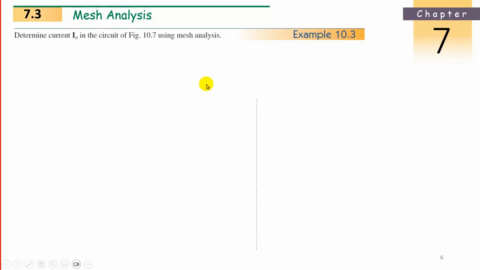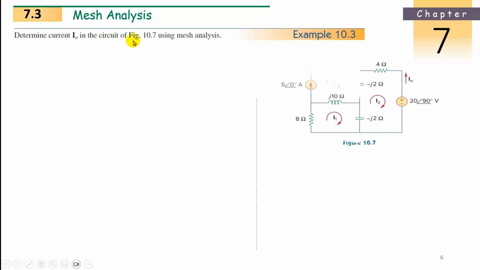Then we will go for the result, then convert back into the sinusoid. Okay, determine the current I0 in the circuit using mesh analysis. So this is a circuit and it has 3 loops, already given, and you can check. This is I1, this is I2, and I3. Now what are the elements we have here?